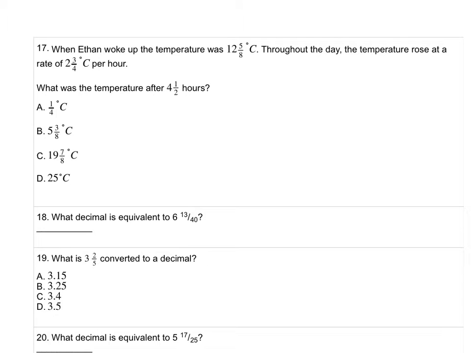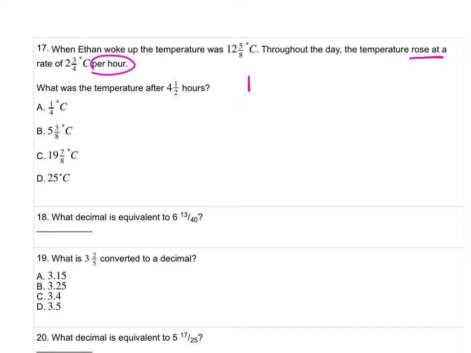7th grade review, part B, number 17. When Ethan woke up, the temperature was 12 and 5/8 degrees Celsius. Throughout the day, the temperature rose at a rate of 2 and 3/4 degrees Celsius per hour. What was the temperature after 4.5 hours?